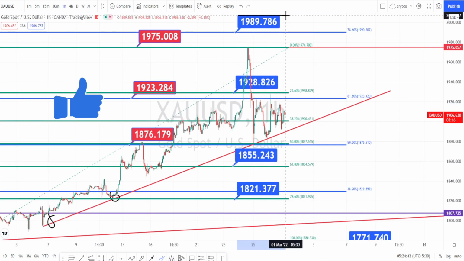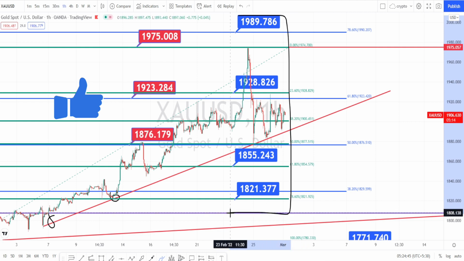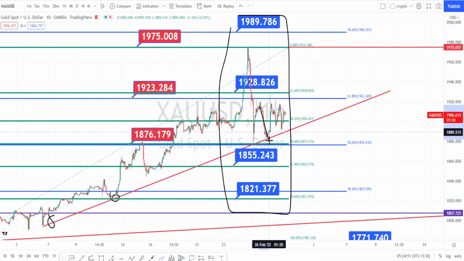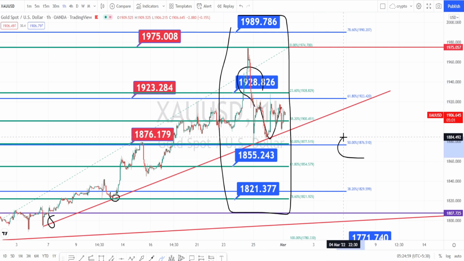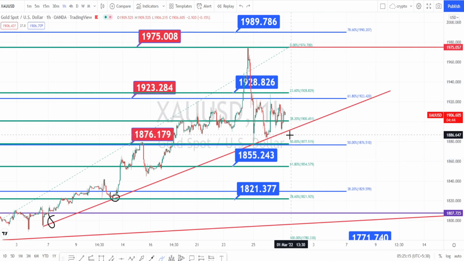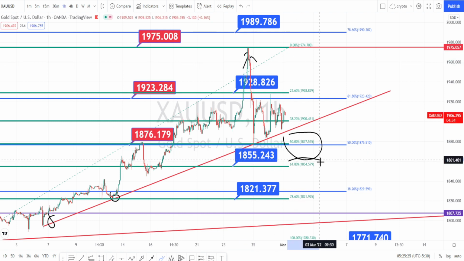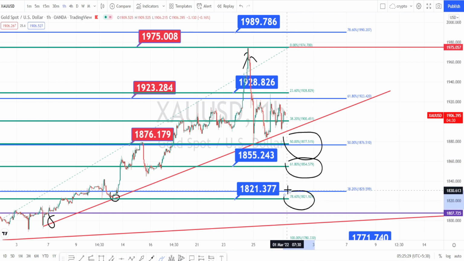So the values within these blue color boxes are the support and resistance levels, and currently the price action is consolidating within the resistance level of 1928 and the support level of 1876. And when we look at the retracement level, it has retraced 50% of this bullish trend over here. Let us wait and see if it can retrace up to the 61 level or up to the 78 level.